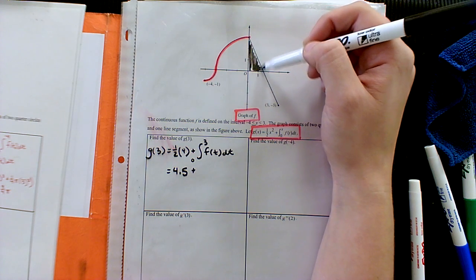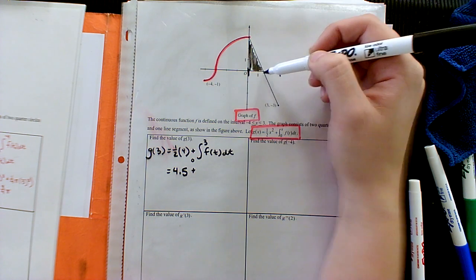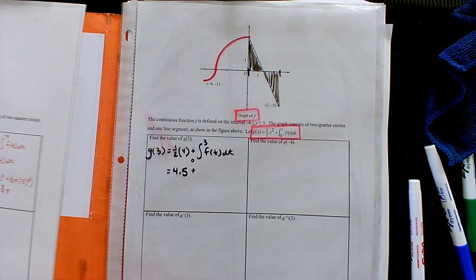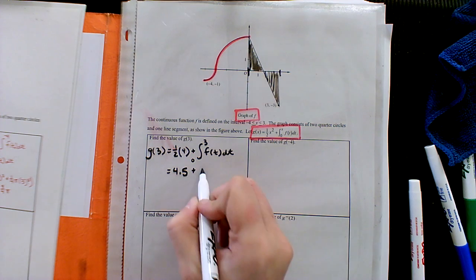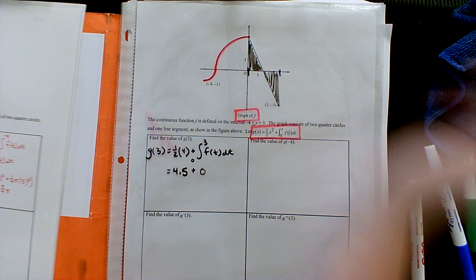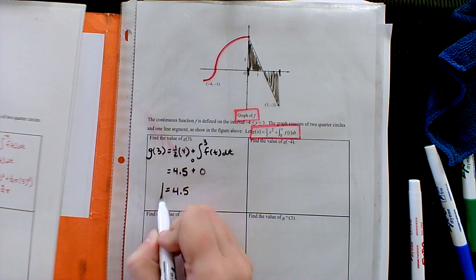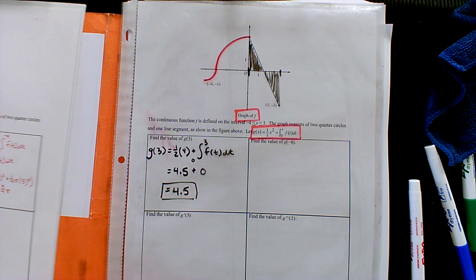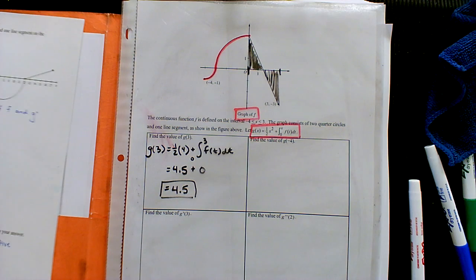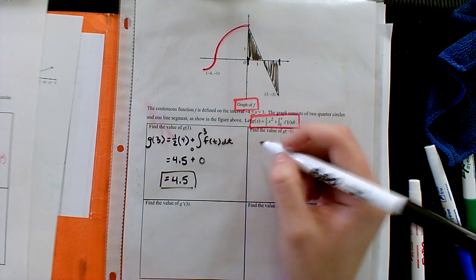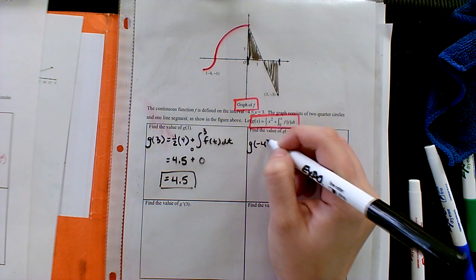So if I shade it from 0 to 3, what's that area value? It's 0. You have the same amount above as you do below, so they're going to cancel out. Looks like our overall value would be 4.5. All right, let's try the next one. Very similar, this time g of -4.